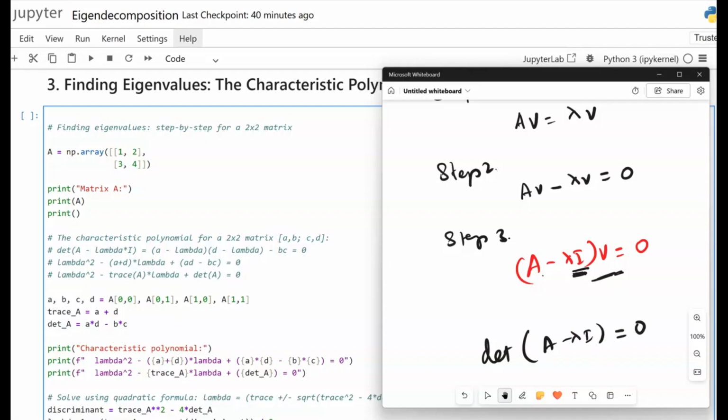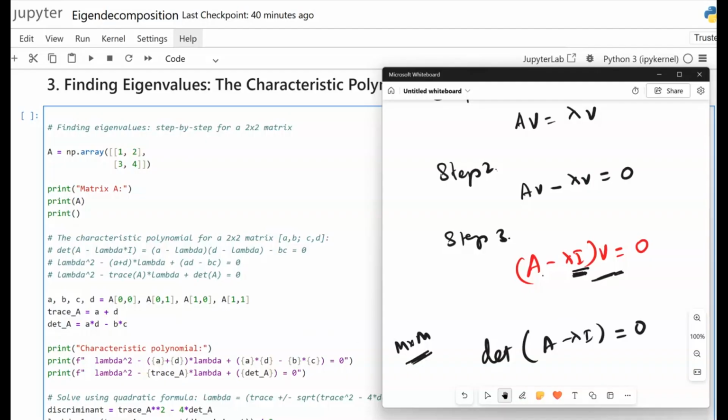This equation is called the characteristic equation, and the polynomial you get by expanding the determinant is the characteristic polynomial. And dear friends, for an m by m matrix, this is a polynomial of degree m in lambda. So it has exactly m roots, by the fundamental theorem of algebra, giving us m eigenvalues.